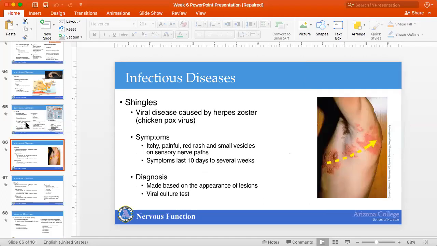Shingles, this is the viral disease caused by the herpes zoster or chickenpox virus. And so you can see here it's done.